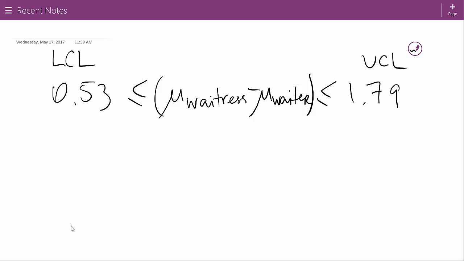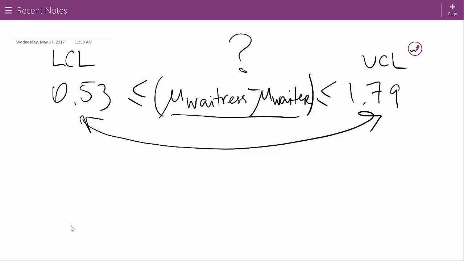Now, what's the interpretation of the confidence interval? A confidence interval is a range of values which contains, with the confidence of 95 percent in that case, our true difference. Essentially, I don't know what the actual difference is, and I never will. It would require me to find out all tips for all waiters everywhere, and the same for the waitresses. A task close to impossible. So I don't know what that difference really is, but I'm 95% sure that it's between 0.53 and 1.79.